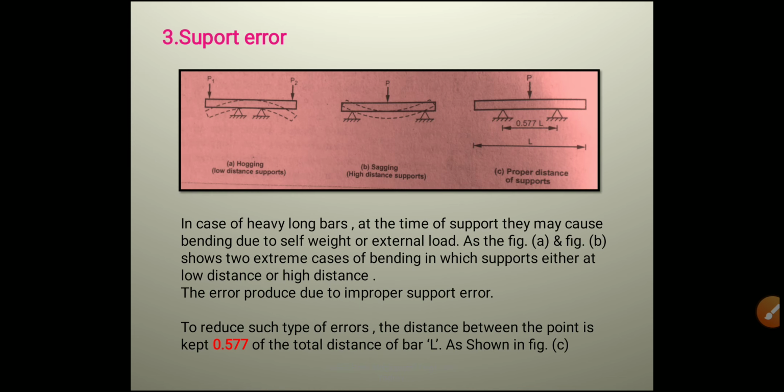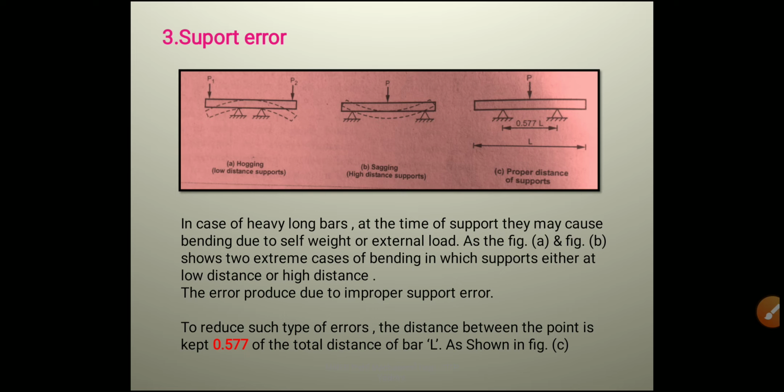Coming to the next controllable error, that is support error. As the image shows, in images A, B and C, there are three types of support system. So let us see how exactly the support error occurs. In case of a heavy long bar, at the time of support, it may bend due to self-weight or external load. Figures A and B show two extreme cases of bending in which supports are either at a low distance or a high distance. The error is produced due to improper support.